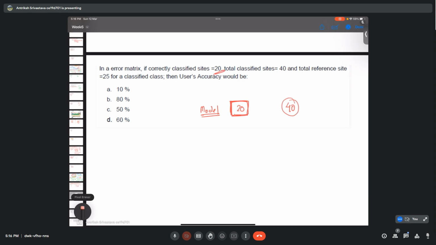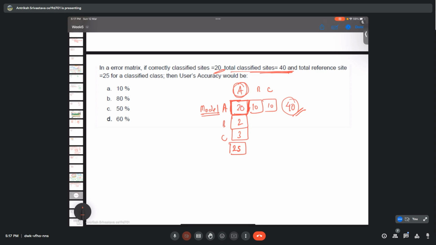But what it did was, let's say they were B, C, right? So it gave, let's say, 10 and 10 for this also. When it was B or C, in that case also 20 times it gave it as class A. So in that case, the total times it is classifying the site as site A is 40. That is what is written here, and correctly classified is 20. But total reference sites for this particular site A were only 25. So let's say that two times it mistakenly told site A as B, and three times it mistakenly told site A as C. So in this case, now you tell me what is the user's accuracy.